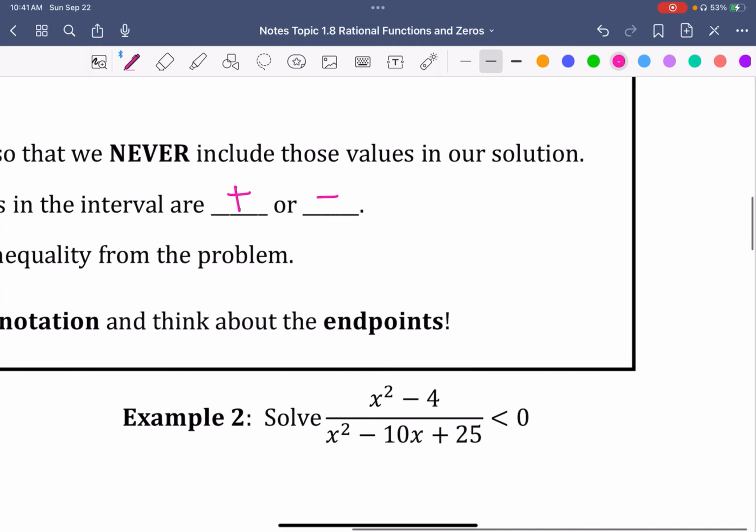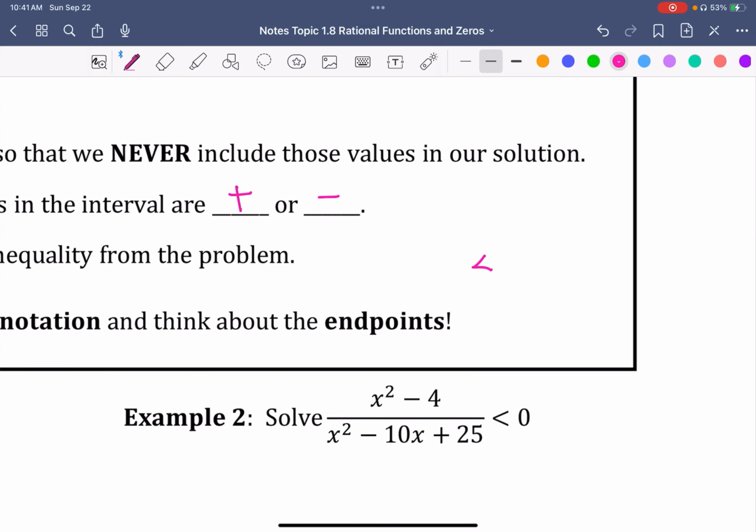So when you're doing interval notation, if you have just less than or greater than, you're going to be writing your answers with parentheses. And if it's less than or equal to or greater than or equal to, you're going to write those numbers in brackets. Now, on the number line, I'm going to have you put open and closed circles depending on if something is included or not included. So if it's not included, I want you to put an open circle. And if it is included, I want you to fill in that circle. Okay.